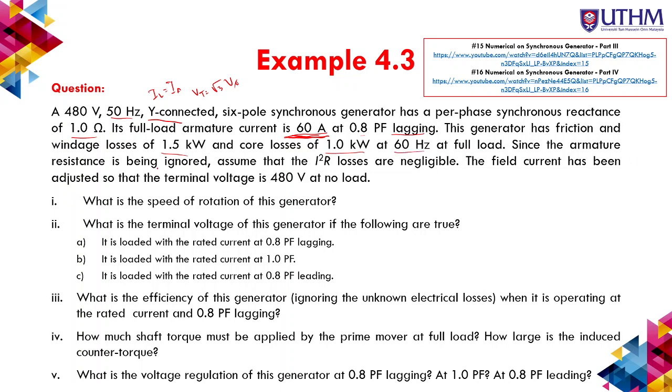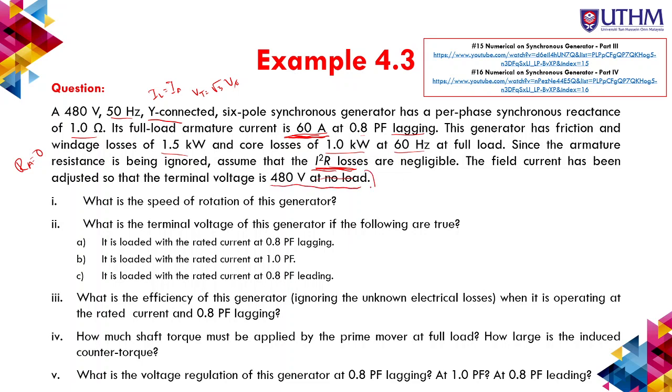Since the armature resistance is being ignored, that means RA is equal to 0. Of course, once RA equals 0, the losses will also be negligible, so we can ignore them. The field current has been adjusted so that the terminal voltage is 480 at no load.